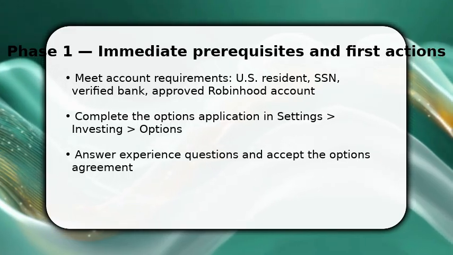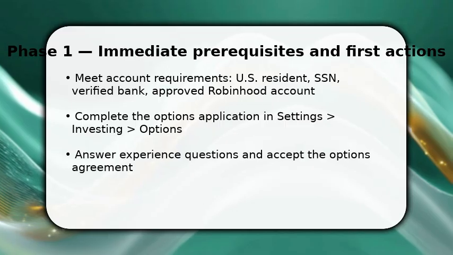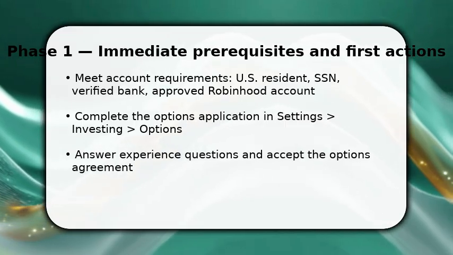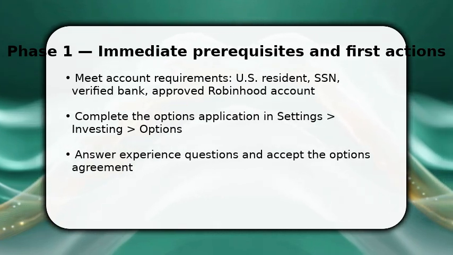Once done, wait for instant approval or a short review. Make sure your account has enough buying power and any required margin permissions. This first step unlocks the tools you need to place actual options trades.